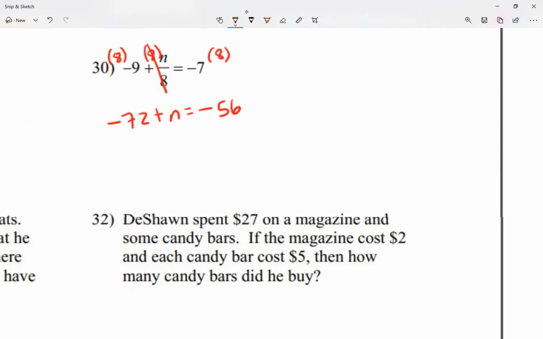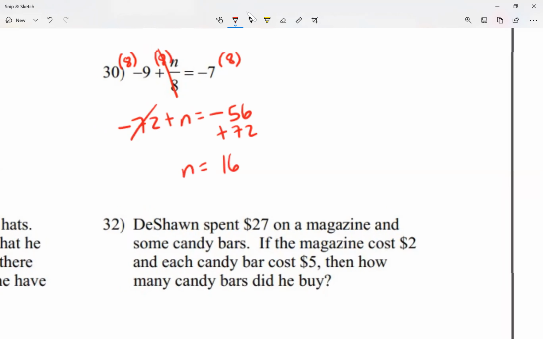This minus 72, let me move it over as a plus 72. Now, I have a negative 56 and a positive 72. When my signs are different, I subtract my values. So in my mind, I'm going to say 72 minus 56. So 16. Keep the sign of the larger one, right? 72 was positive. That's a larger number. So my n is equal to positive 16.